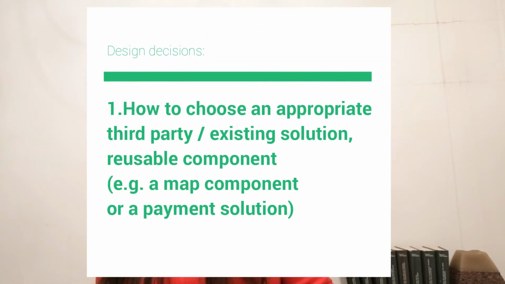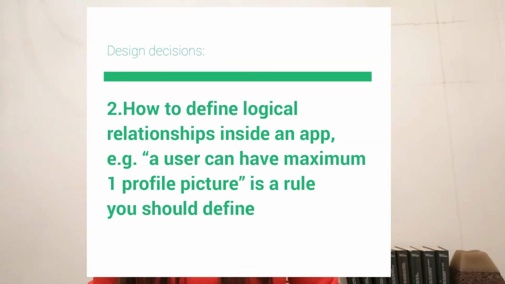So, how to choose an appropriate third-party existing solution or usable component, for example, a map component or a payment solution. How to define logical relationships inside an app.